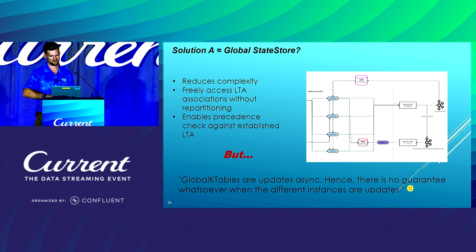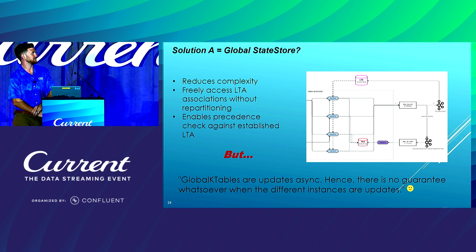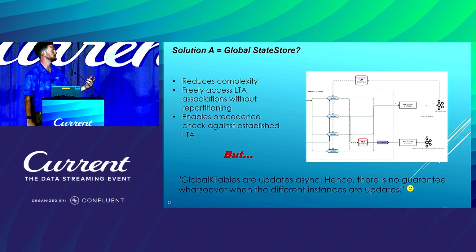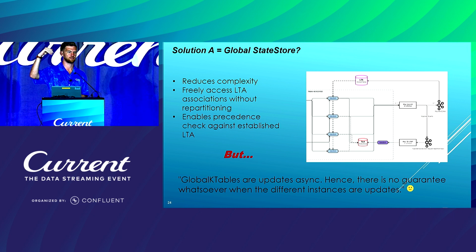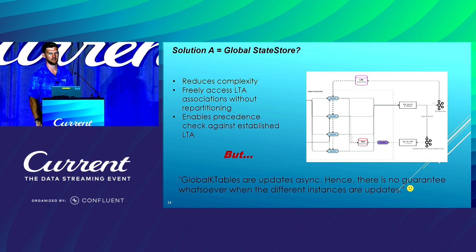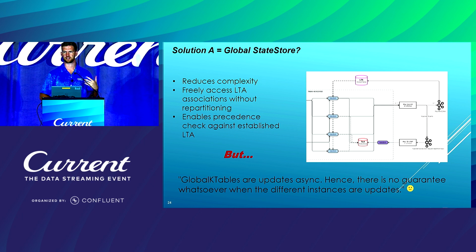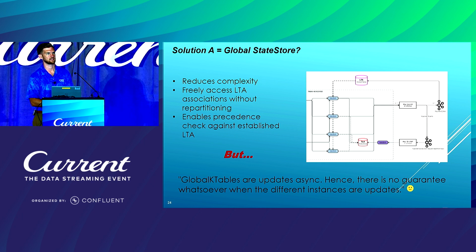And it even enables a sort of precedence check against established LTAs. So if you have an event coming in late, you can check the established locomotive train association and see its timestamp is newer than the event that's trying to establish a new association. Which you couldn't before because you had repartition steps in between accessing that state. So we're able to add some sanity checks on consuming events.